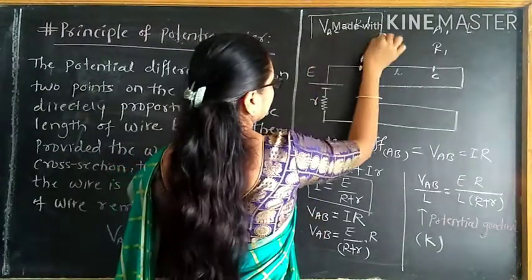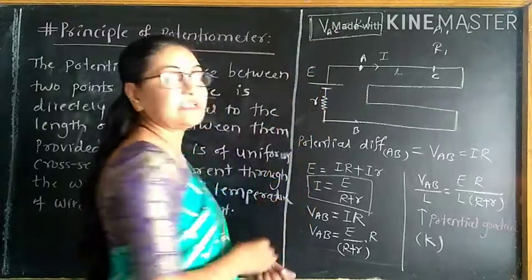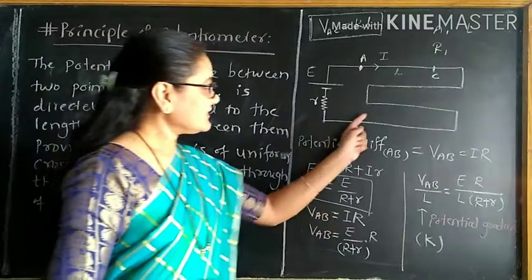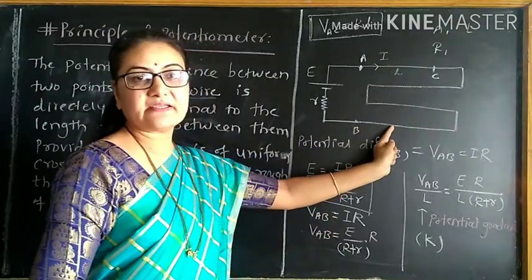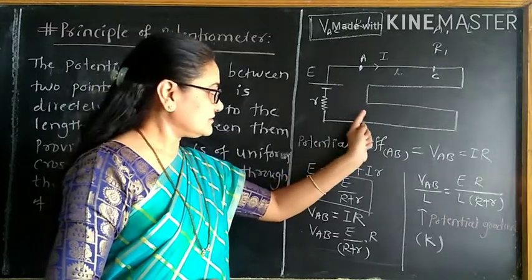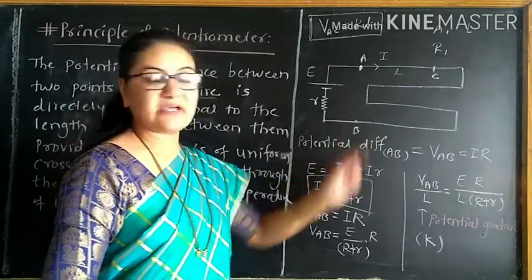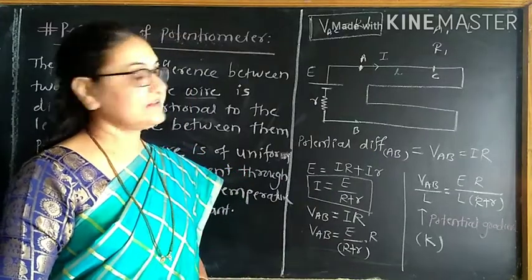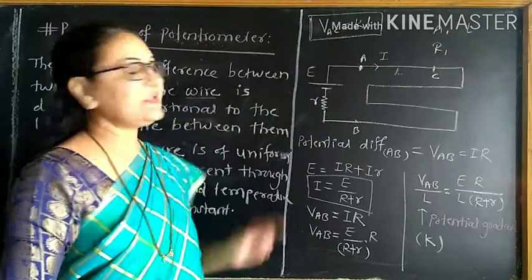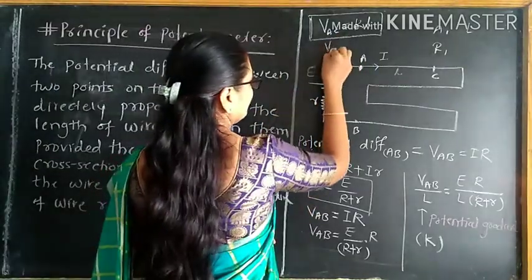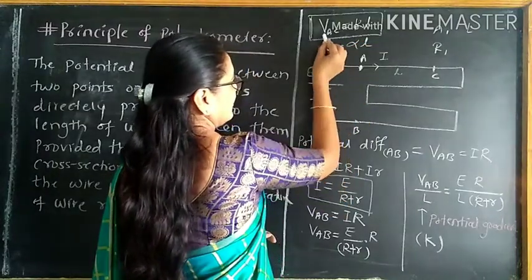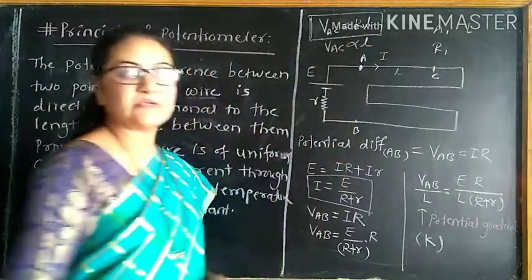In this way, we can determine the potential difference between any two points by using a potentiometer, provided that this wire is of uniform cross-sectional area and a steady current passes through this wire. Then the potential difference between any two points is directly proportional to the length between those two points. Means we can say that the potential difference between points A and C is directly proportional to l, or VAC is equal to potential gradient into l.